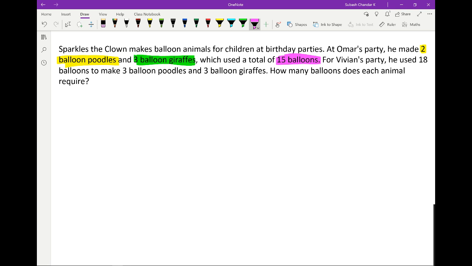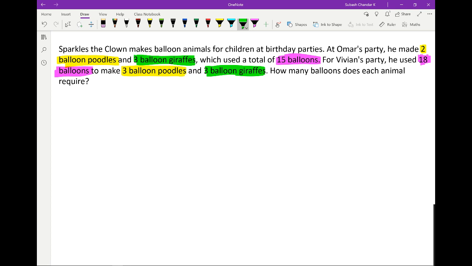If you look at the second question, for Vivian's party, it says he used 18 balloons. For the 18 balloons I'm going with pink. For the poodles I used yellow, so 3 balloon poodles in yellow. And for the giraffes I'm going with green, 3 balloon giraffes. Finally, the question says, how many balloons does each animal require?